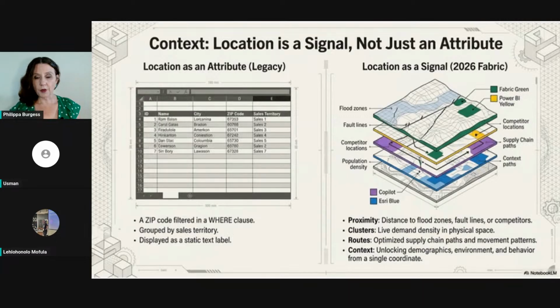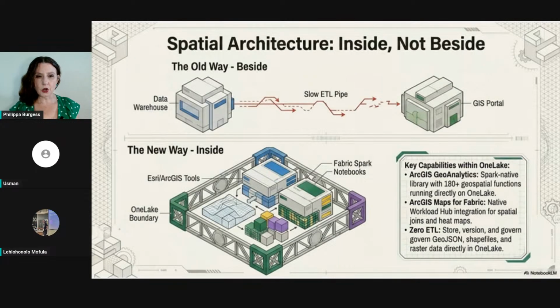So we've got our location signal now available in Fabric. You can look at proximity, so distance to a flood zone, a fault line, or competitors; clusters, live demand density in physical space; routes, optimized supply chain paths and movement patterns; and context, unlocking demographics, environment, and behavior from a single coordinate. Spatiotemporal just means space over time. You can see how things move and change. So spatial architecture is sort of inside, not beside.